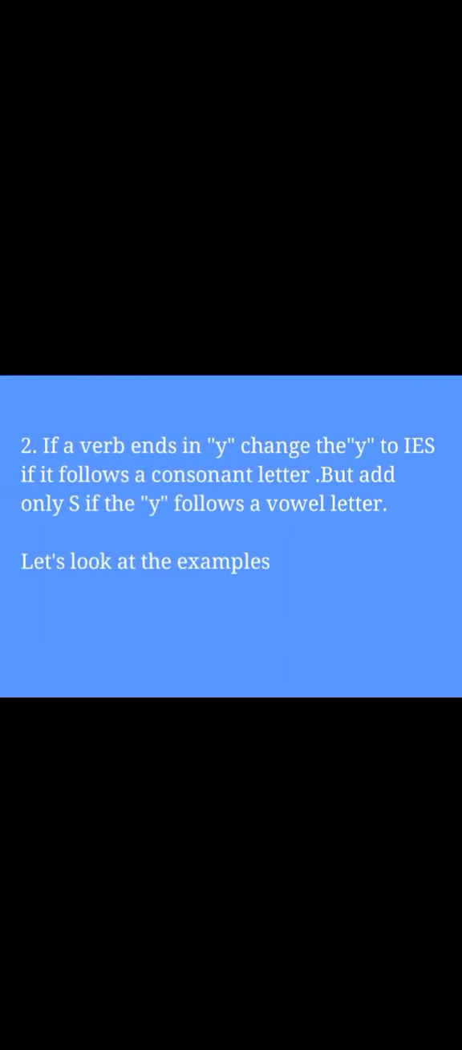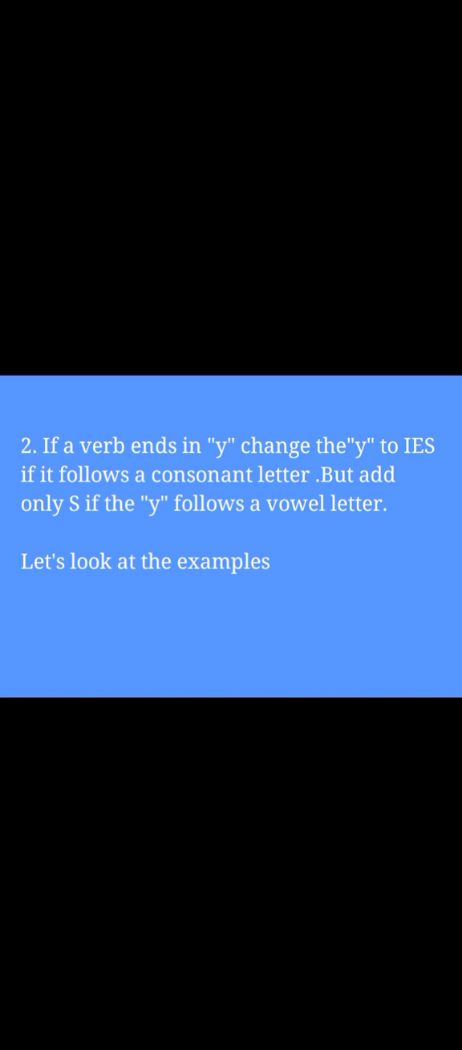Rule 2. If a verb ends with y, change the y to ies if it follows a consonant letter, but add only s if the y follows a vowel letter. I'll say that again. If a verb ends with y, change the y to ies if it follows a consonant letter, but add only s if the y follows a vowel letter.